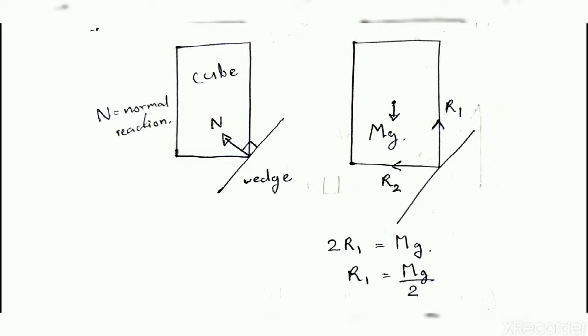You know that when the force R2 is acting towards the left side, according to Newton's third law, there will be a force against R2, and that force is acting towards the wedge. That means the force that is trying to move the wedge towards the right side will be of the same magnitude as R2 and in the opposite direction of R2.